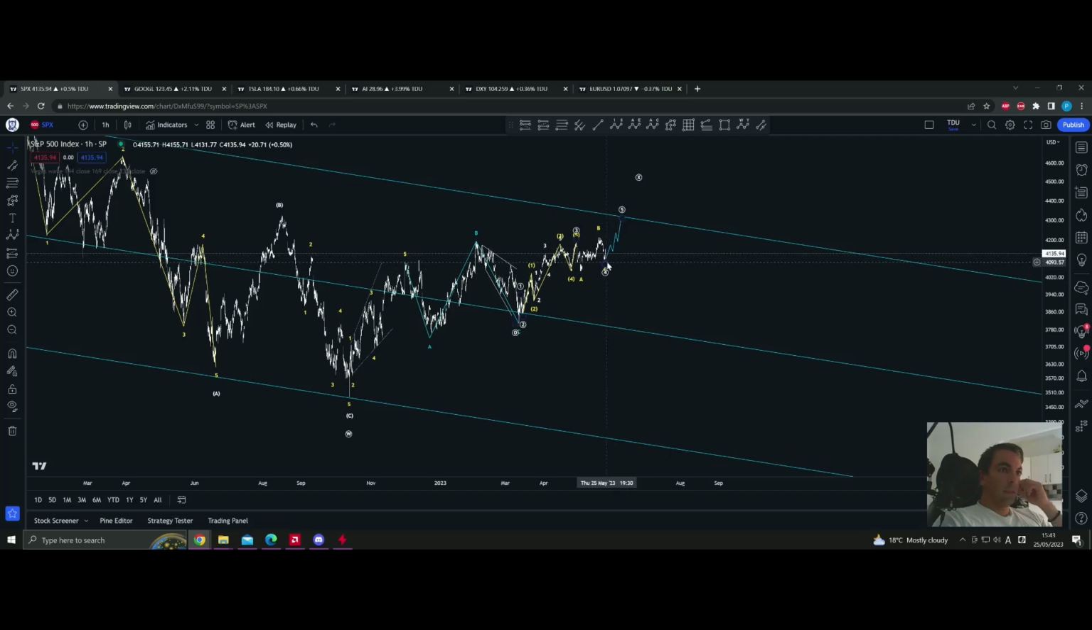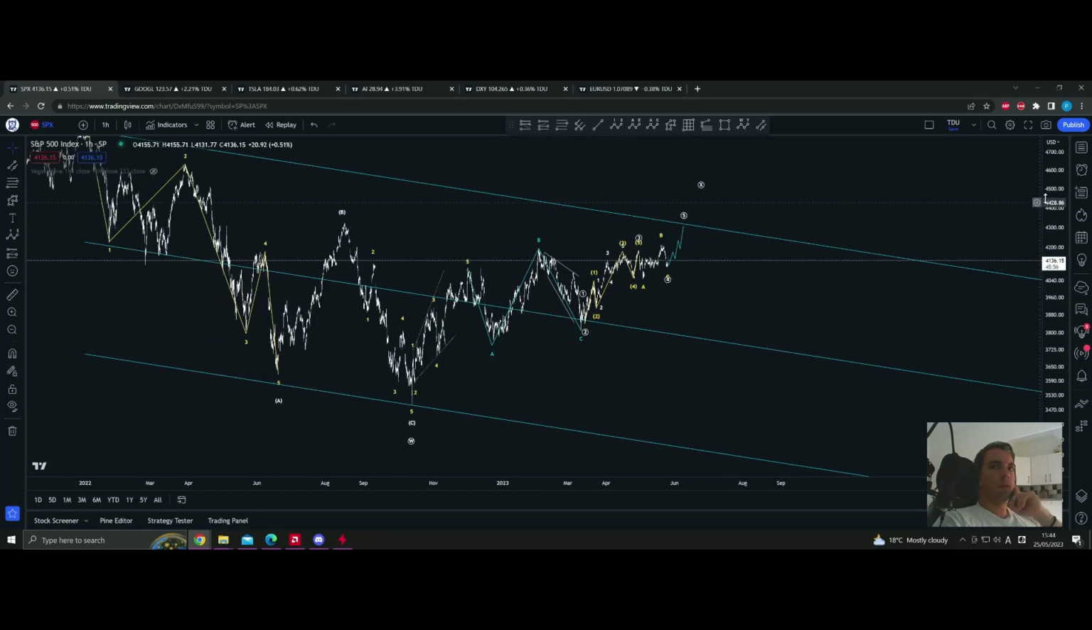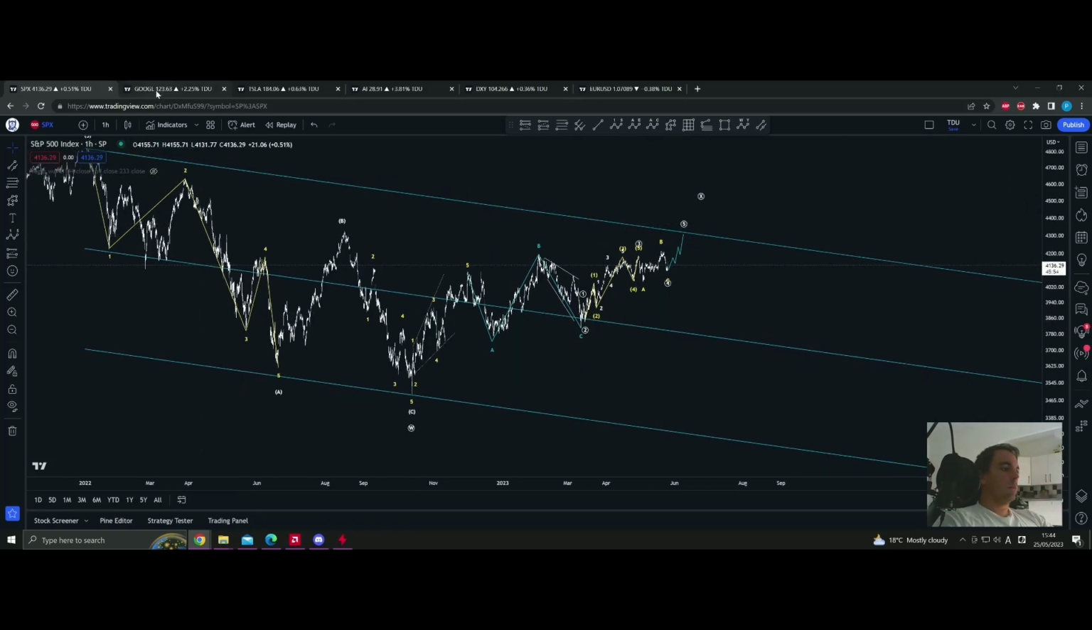So still, if this comes, I think the short is the play. Not an advice, not a financial advice. Okay, Google.